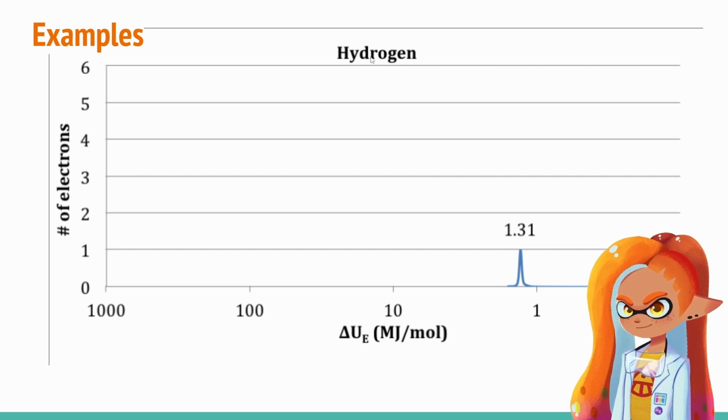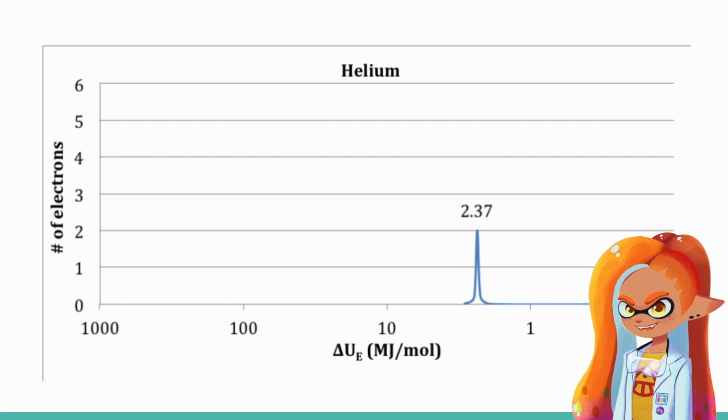So this is hydrogen. If I look back on my periodic table, hydrogen has one electron usually when it's stable. And so you can see I have one peak and it corresponds to one electron. That makes sense. Okay, so we have helium as our next example.